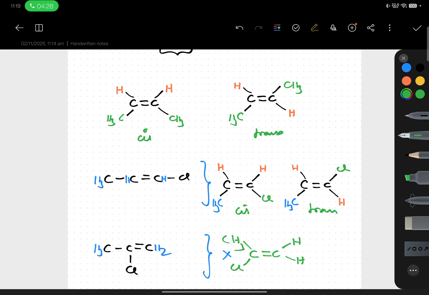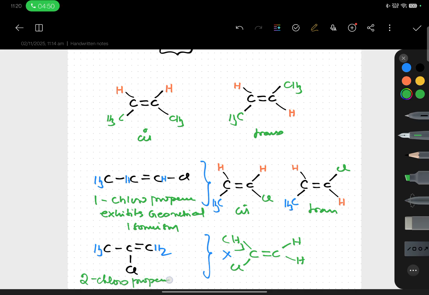So 1-chloropropene exhibits geometrical isomerism, while 2-chloropropene doesn't. Please make a note, ma.